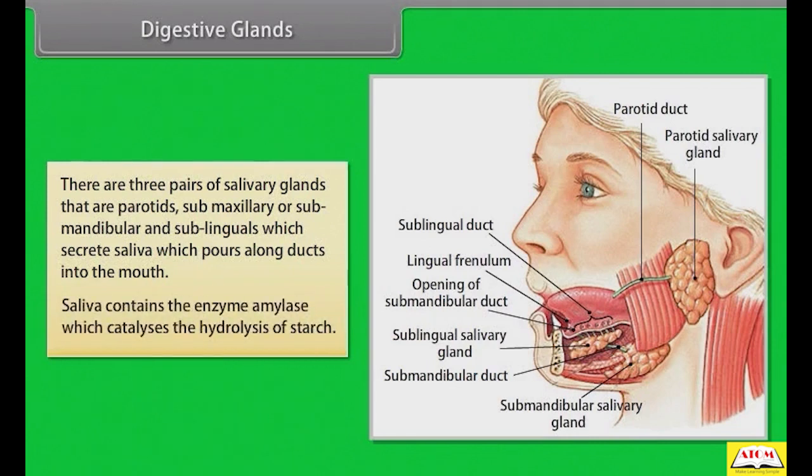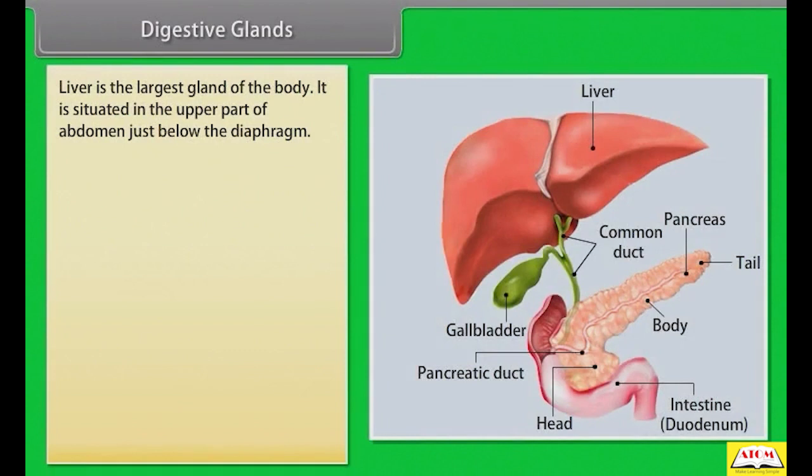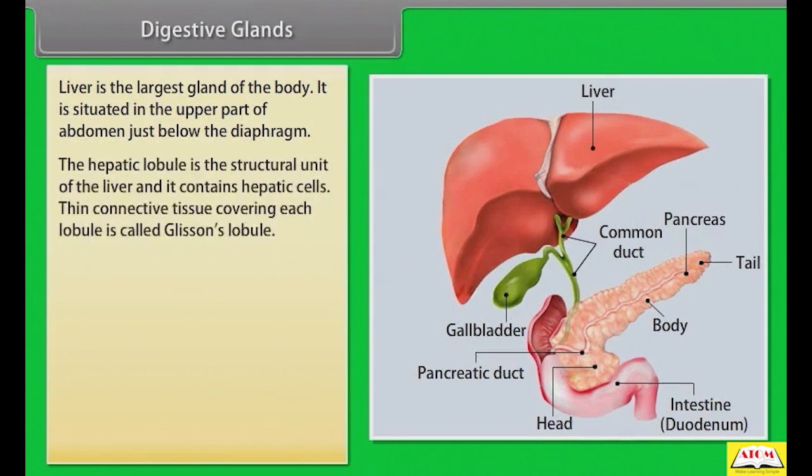Saliva contains the enzyme amylase, which catalyzes the hydrolysis of starch. The liver is the largest gland of the body. It is situated in the upper part of the abdomen just below the diaphragm. The hepatic lobule is the structural unit of the liver and it contains hepatic cells. Thin connective tissue covering each lobule is called Glisson's capsule.